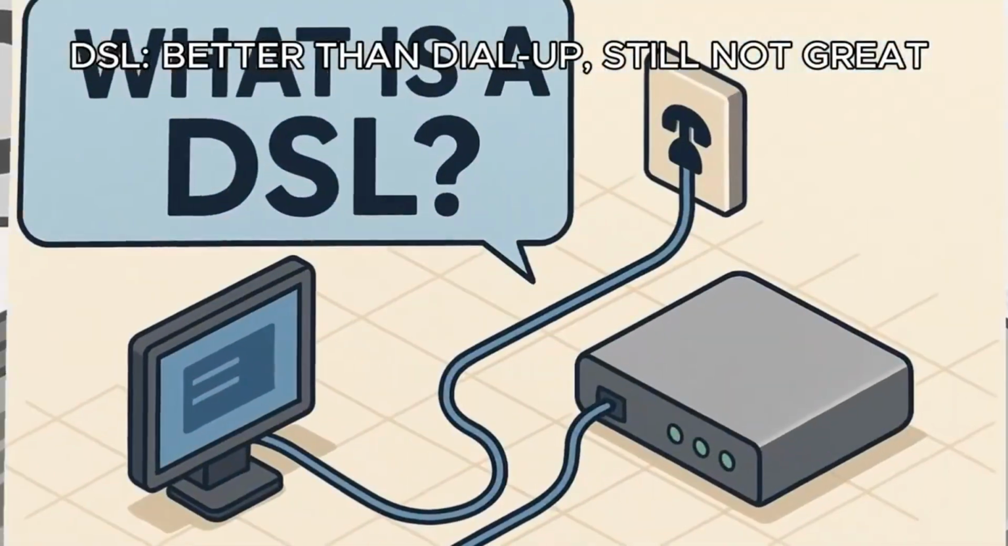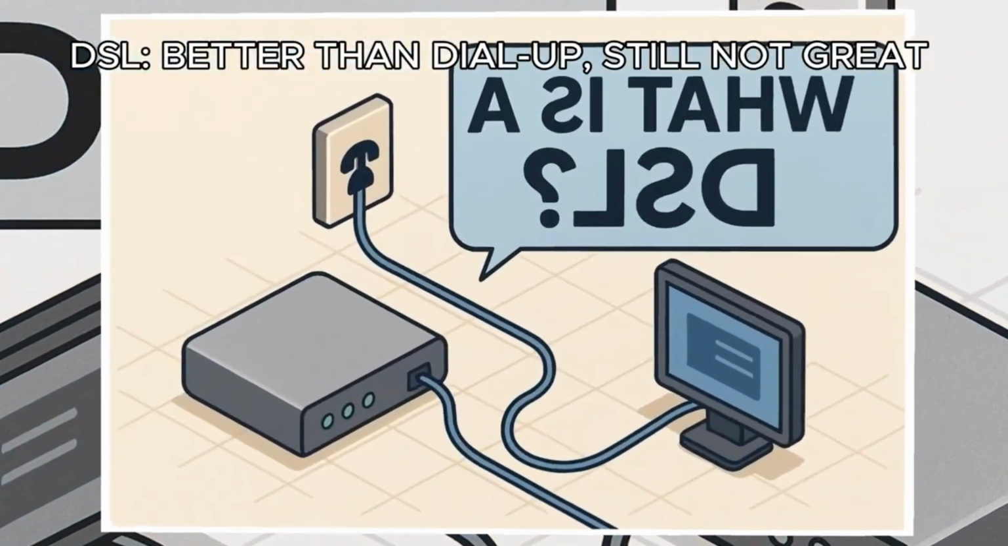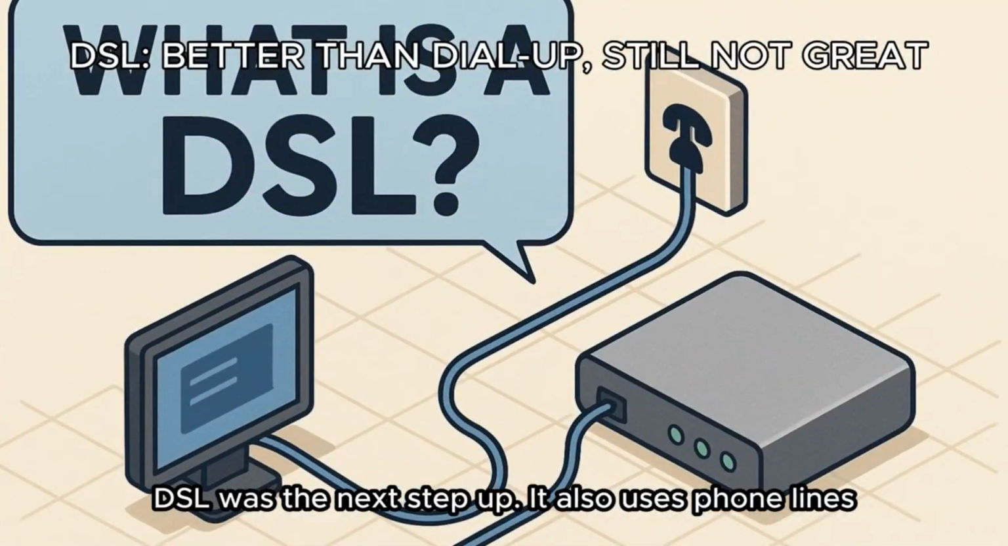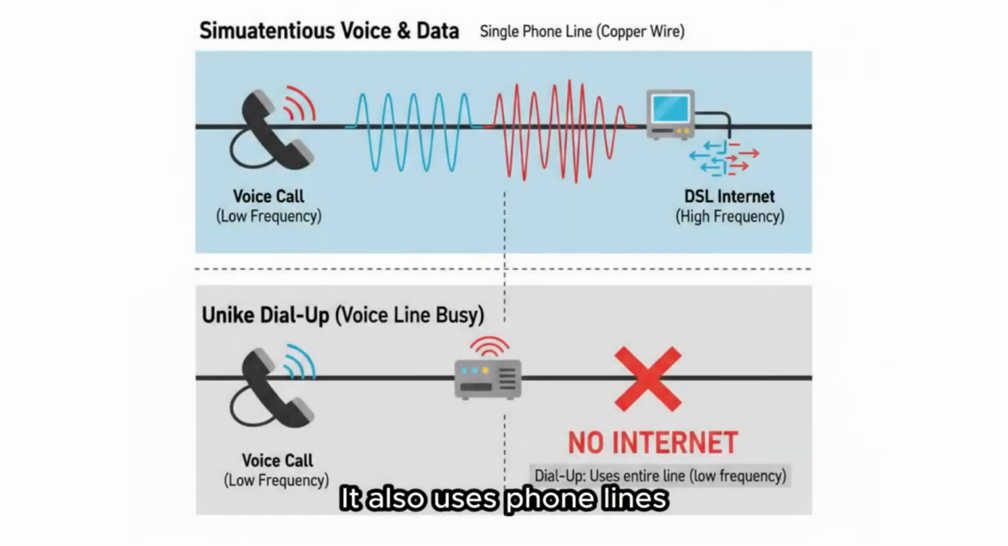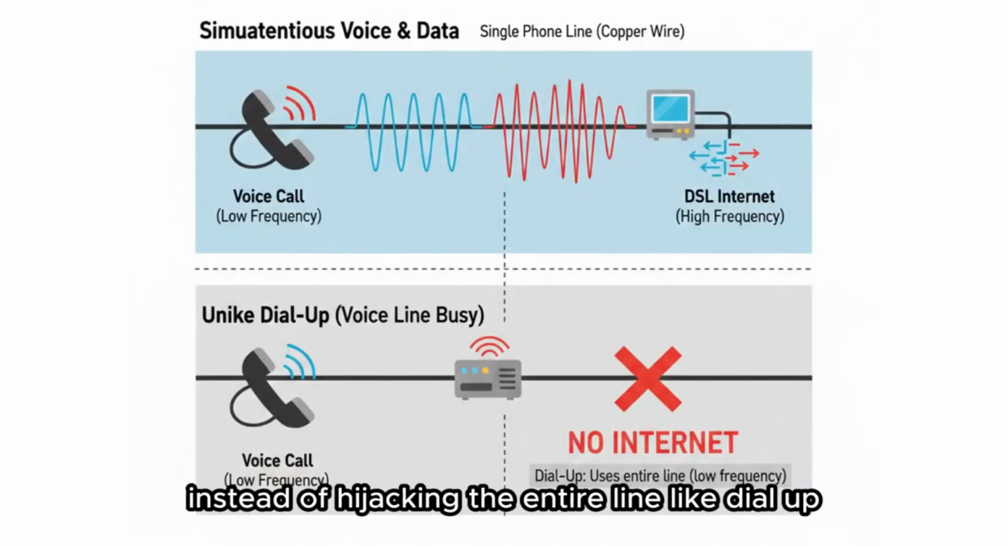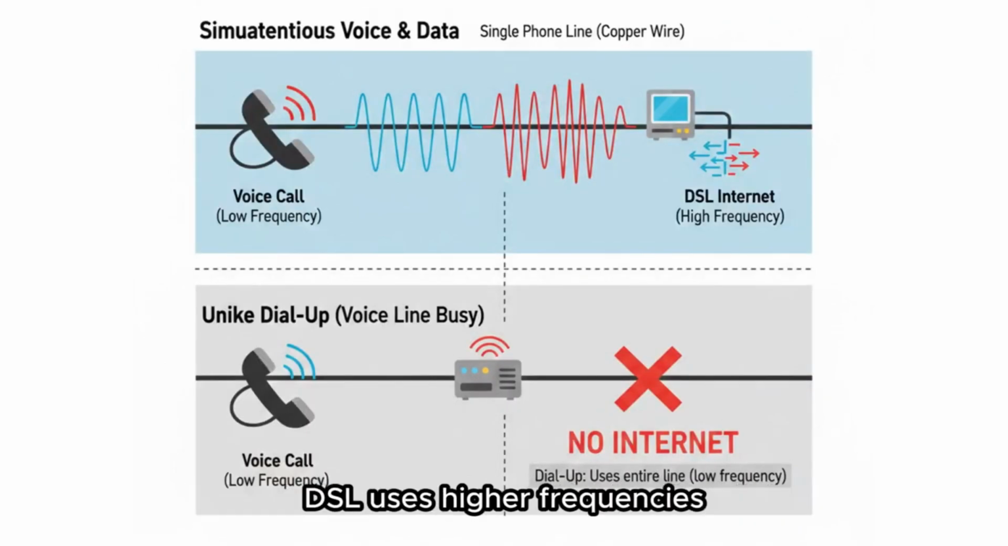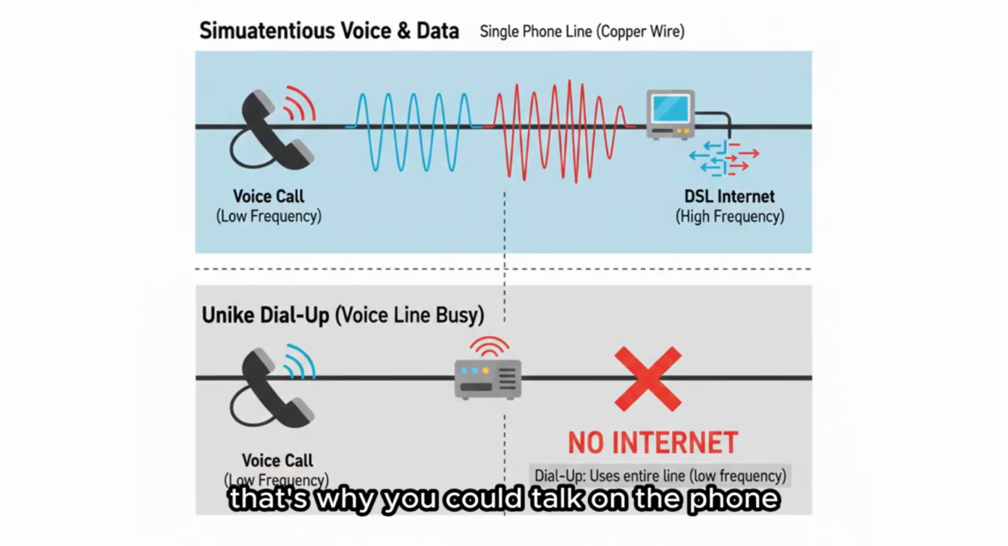DSL, better than dial-up, but still not great. DSL was the next step up. It also uses phone lines, but smarter. Instead of hijacking the entire line like dial-up, DSL uses higher frequencies that don't interfere with voice calls. That's why you could talk on the phone and use the internet at the same time.